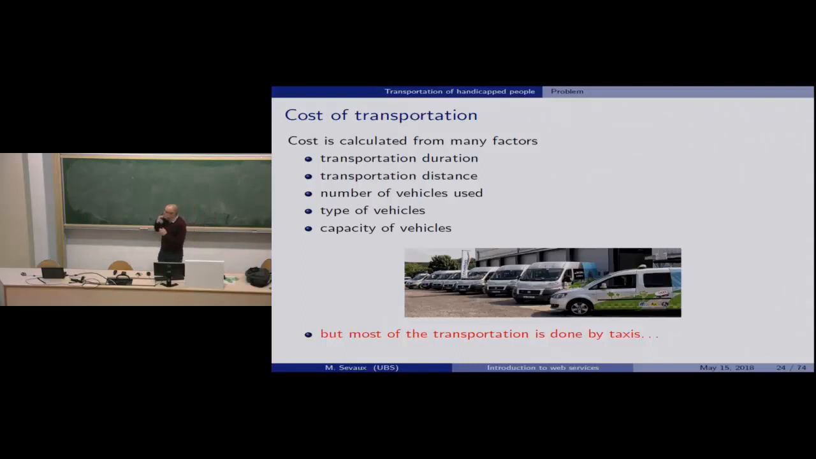The cost of transportation for the medical unit is calculated from many factors: transportation duration, distance, number of vehicles used, the type of vehicles. As mentioned, you have some vehicles where you can put 1 wheelchair and 2 or 3 patients more, and you can also have vehicles where you can put only 2 wheelchairs, and so on. So you have very different types of vehicle, and the capacity is very different. And one of the problems is that the transportation is mostly done by taxi, and we'll come back to this issue a bit later.